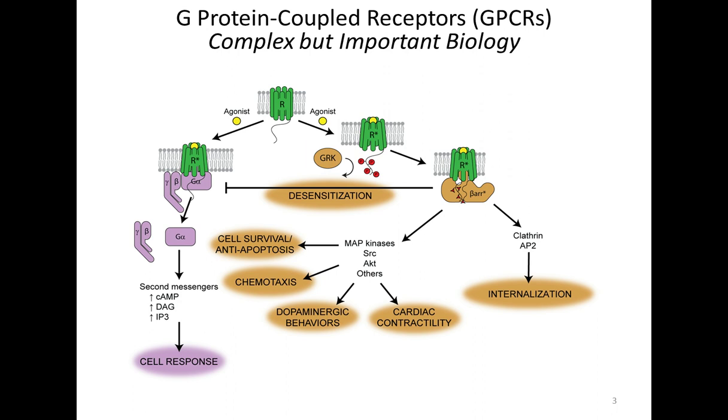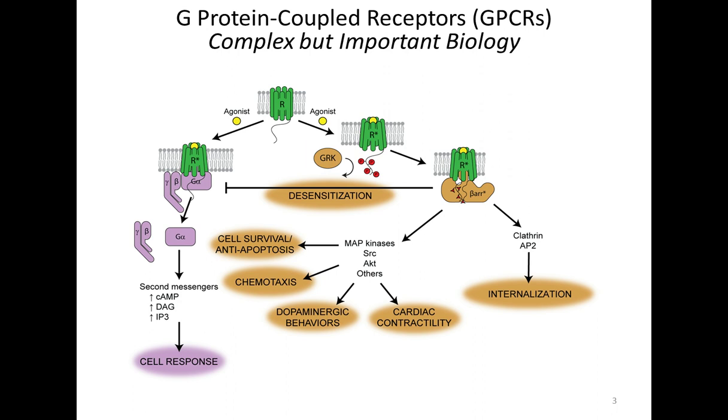When bound to a ligand, such as adrenaline for an adrenergic receptor, the receptor becomes activated and binds to a class of proteins called G proteins, hence why they're called G protein-coupled receptors. Once G proteins are activated, they do a variety of things that activate signaling downstream of the receptor and ultimately regulate a variety of different physiologically important processes.